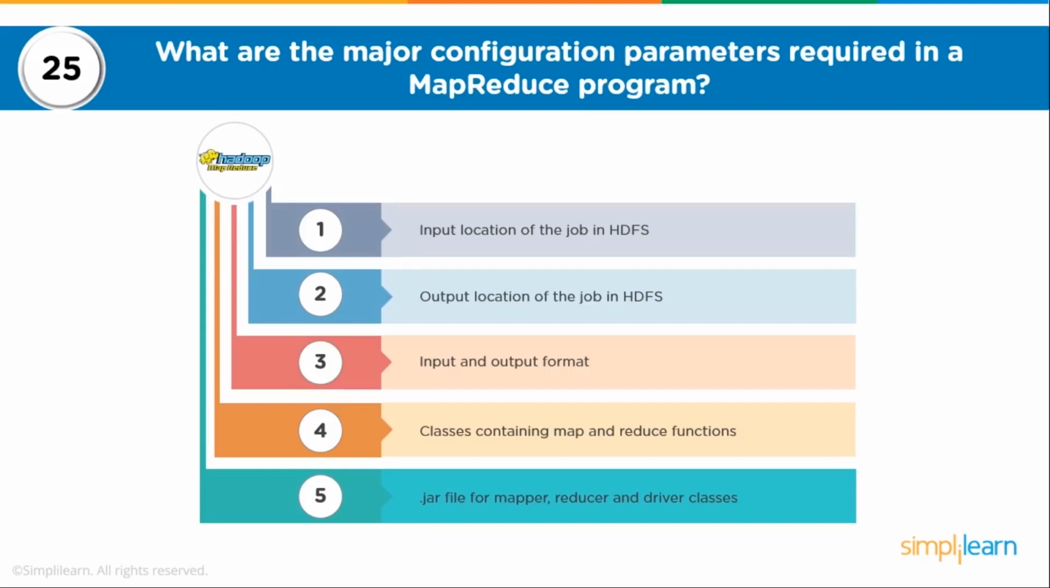You also need to specify input and output formats. If you don't specify, the defaults are considered. Then we also need to have the classes which have your map and reduce functions. And if you intend to run the code on a cluster, you need to package your classes in a jar file, export it to your cluster, and then this jar file would have your mapper, reducer, and driver classes. So these are important configuration parameters which you need to consider for a MapReduce program.